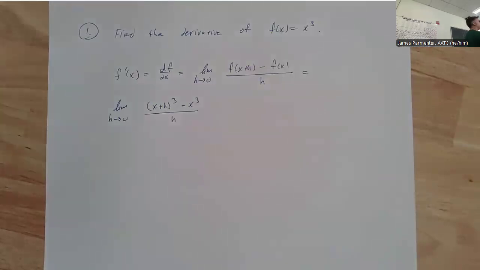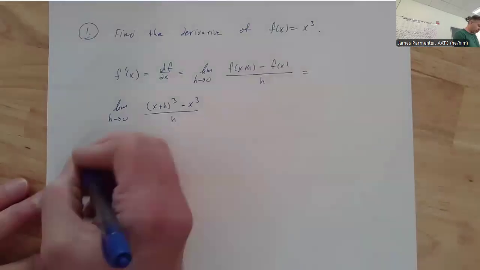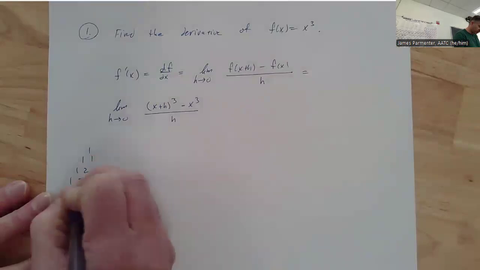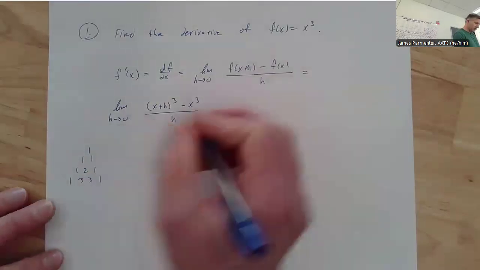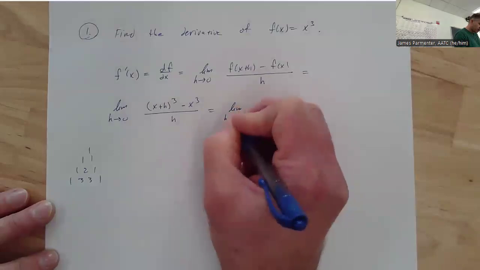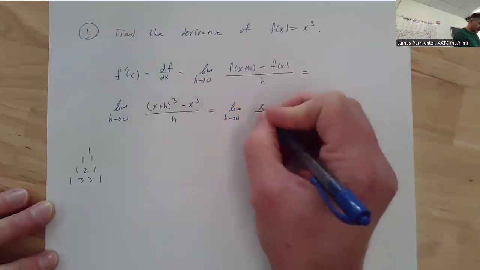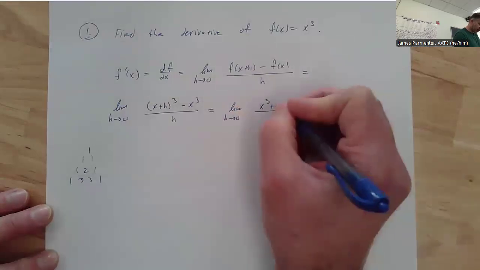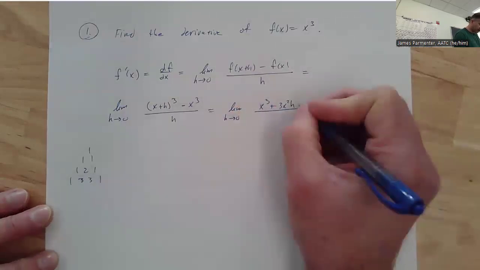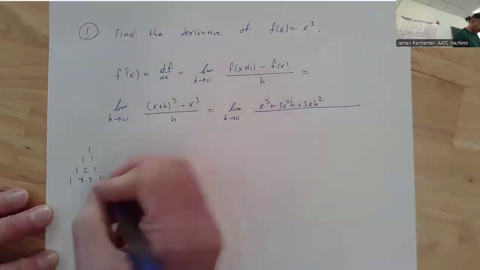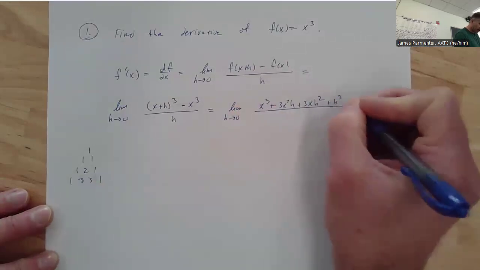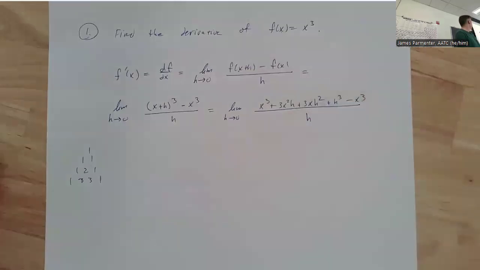And this is where I'll remind you of the thing we talked about on Tuesday. Pascal's triangle is super useful when you're trying to expand out x plus h to some positive integer power, like 3 or 4 or 5. So quick reminder, Pascal's triangle: 1; 1, 1; 1, 2, 1; 1, 3, 3, 1. Oh, x plus h cubed is going to be 1x cubed plus 3x squared h plus 3xh squared plus 1 h cubed, minus x cubed, divided by h.